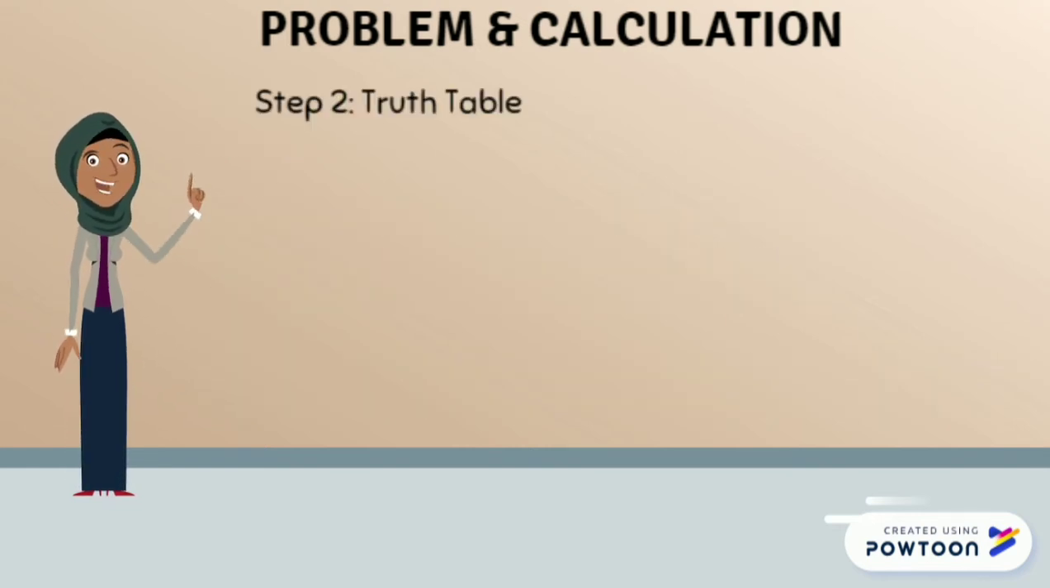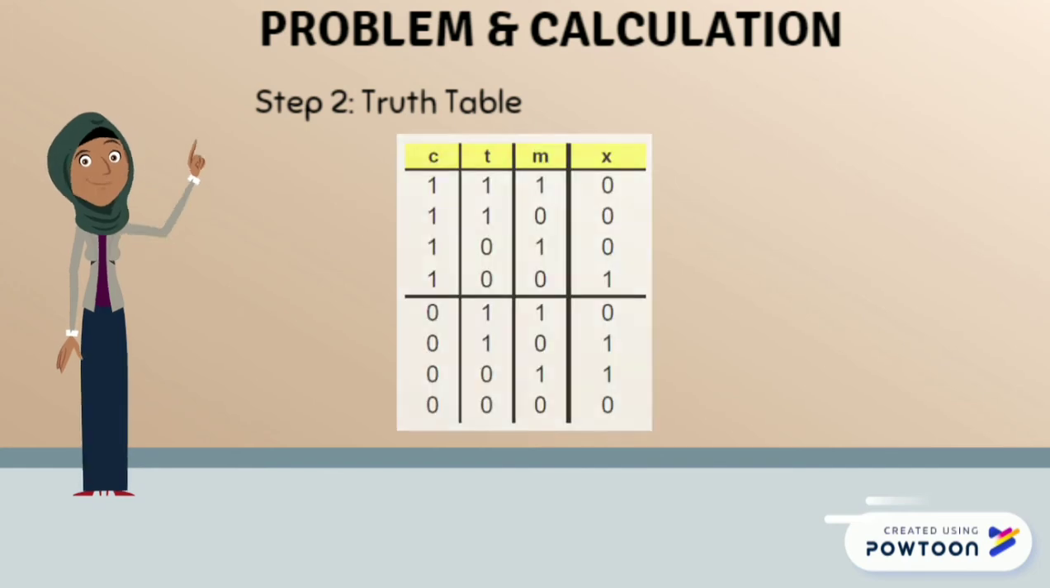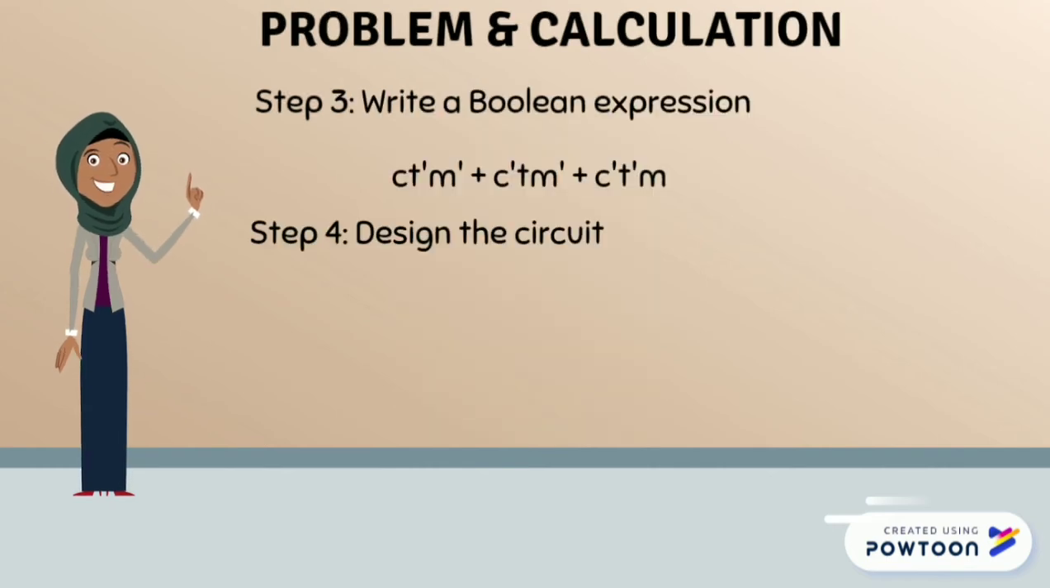For the second step, we construct the truth table giving the output desired for each input. We have to note that X is 1 when exactly one of C, T, and M is 1. So, the circuit can be designed as followed.